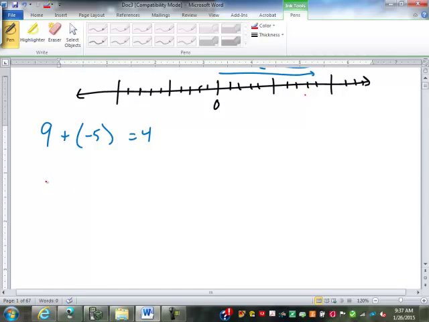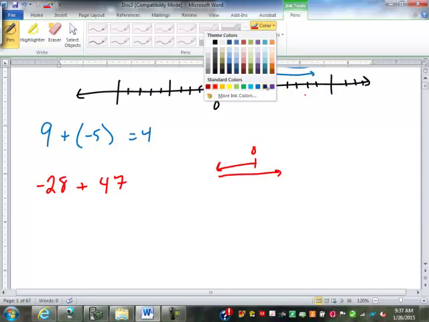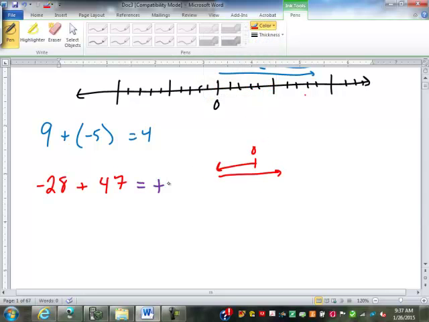So if I have something like negative 28 plus 47, I'm thinking of it this way. There's 0, there's negative 28. Positive 47 goes the other way and it's longer, so it takes us into the positive side of things. We know our answer has to be positive. And since the arrows go in opposite directions, we know it's the difference between 47 and 28. So 47 minus 28 will give us 19. So positive 19 would be our answer.